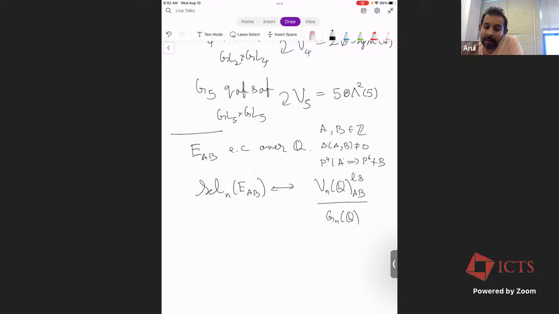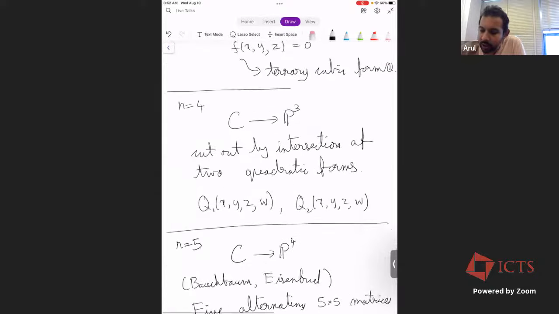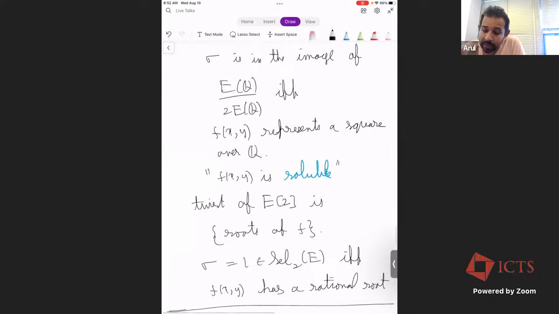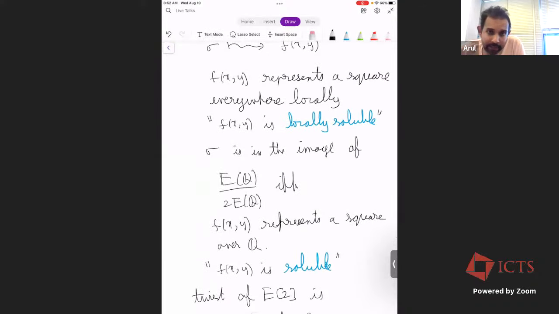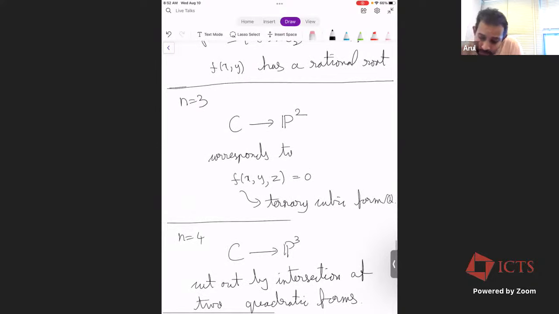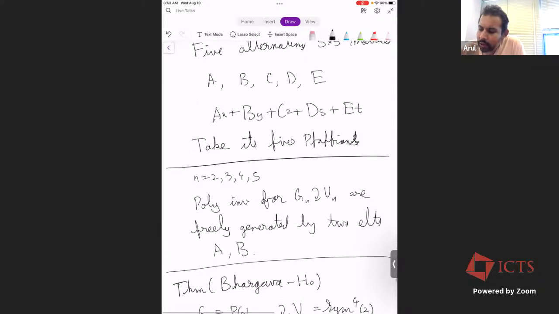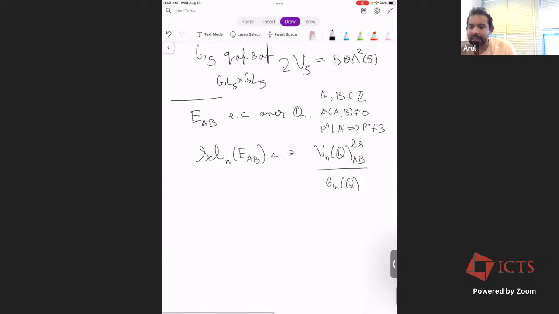If you'll remember, all elements had to be locally soluble. So for example, in the binary quartic case, we already saw what it means to be locally soluble. It means a binary quartic form has to represent a square everywhere locally. In our ternary cubic case, it's a very simple thing. We have f(x,y,z) that cuts out a curve over Qp and over R, and it needs to have a point. Similarly, for n equal to 4 and n equal to 5, there's a notion of local solubility. And then the Selmer group of EAB is in natural bijection with the locally soluble elements in VnQ having invariants A and B, taken up to GnQ orbits. GnQ, of course, preserves A and B because A and B are invariants for the action.